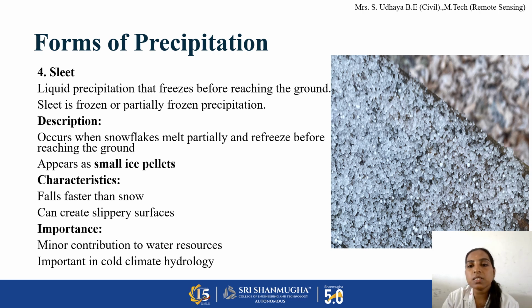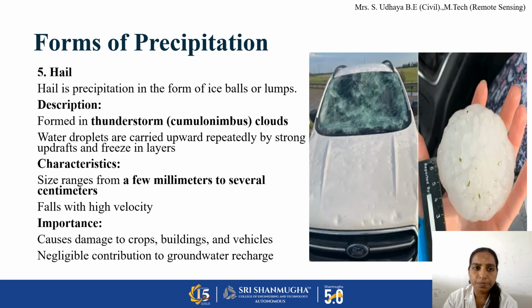It occurs when snowflakes melt partially, and it refreezes before reaching the ground, and it appears in the form of small ice pellets. It falls faster than snow, but it makes the surface slippery, and it will not contribute much to the water resource, but it is very important in cold climate hydrology.